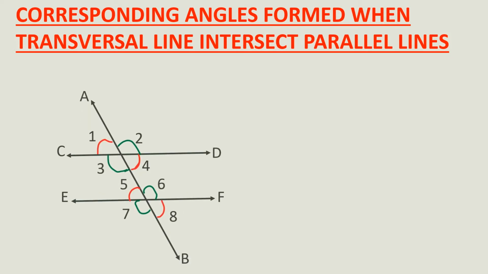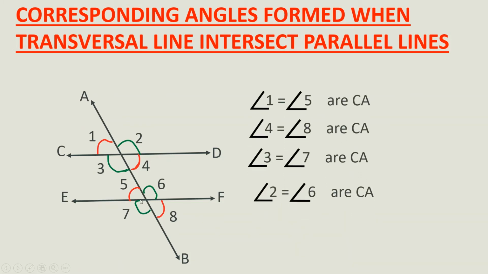Now let's see the properties of corresponding angles formed when transversal lines intersect parallel lines. When a transversal line intersects parallel lines, the corresponding angles will be equal. Here, angle 1 and angle 5 are corresponding angles, and they are equal. 2 and 6 are corresponding angles, 3 and 7 are corresponding angles, and 4 and 8 are corresponding angles.